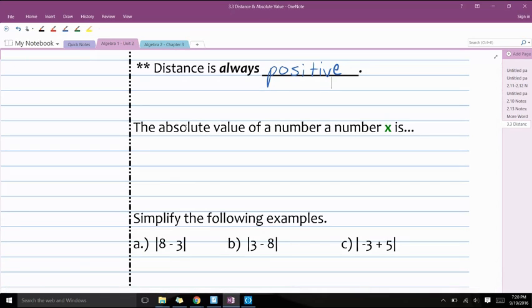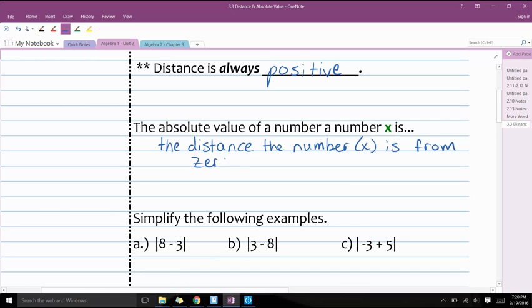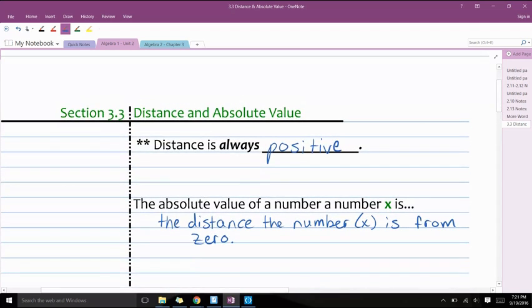Okay, so the absolute value of a number x is, anybody know? It is the distance the number, in this case x, is from 0. Okay, the absolute value of a number x is the distance a number is from 0. Okay, so what do I mean by this?